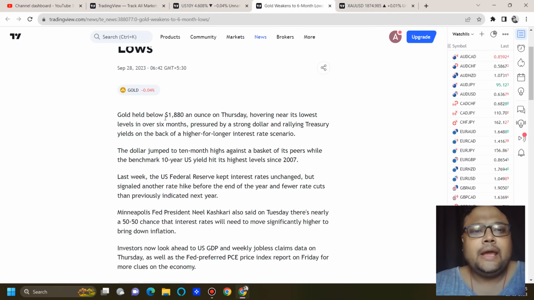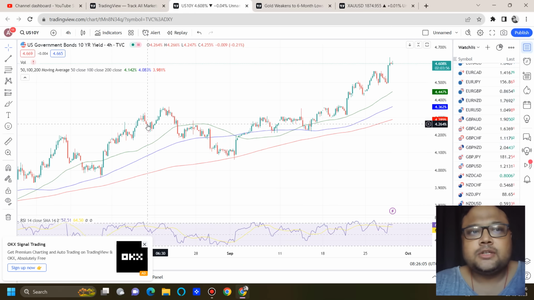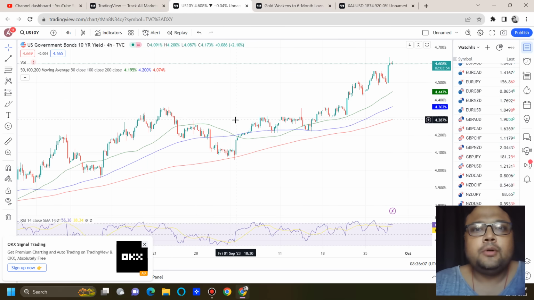Gold held below $1880 per ounce on Thursday, hovering near its lowest levels in over 6 months, pressured by a strong dollar and rallying treasury yields on the back of a higher for longer interest rate scenario. If we look at the chart of the US government bonds, you can see the government bonds are flying.